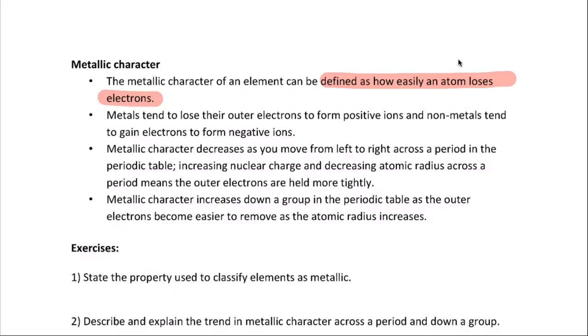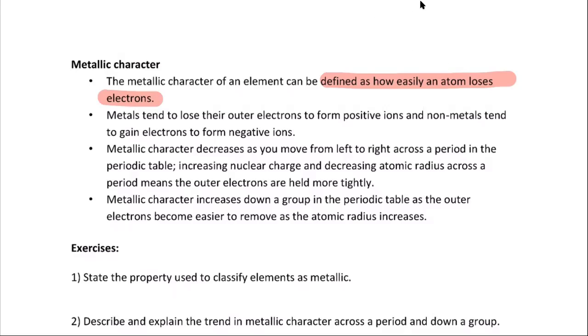Okay. So even though shiny and lustrous and conducting electricity and heat are all properties of metals, that's not how we define metallic character. I wanted to clarify that, because if you ask somebody what a metal is, they say it's shiny, it reflects light, it's malleable, you can bend it. Yes, those are metallic properties, but metallic character is defined by how easily an atom loses electrons.